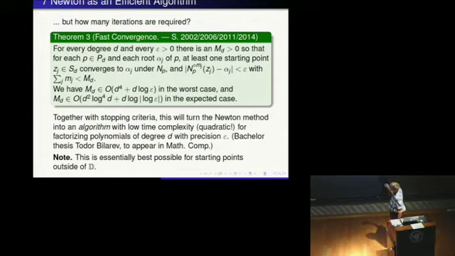So the first statement is the same result as we had before, but fixing the variables. You fix the degree d, you fix the desired accuracy epsilon, then there's an M_d, which is the number of iterations, which will depend only on d. So that for every polynomial and every root, one of the starting points from the universal set will converge to the root under the Newton map.